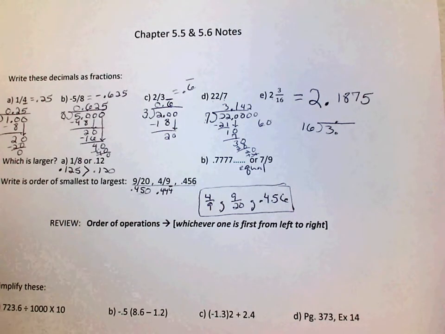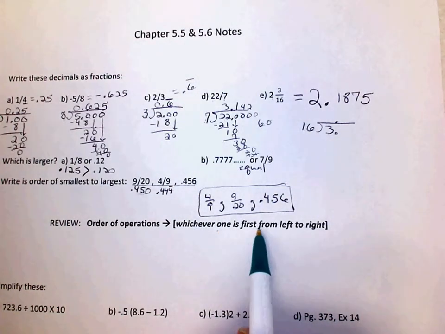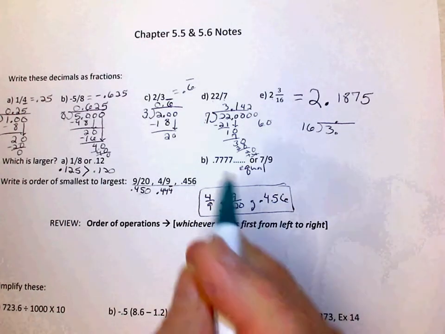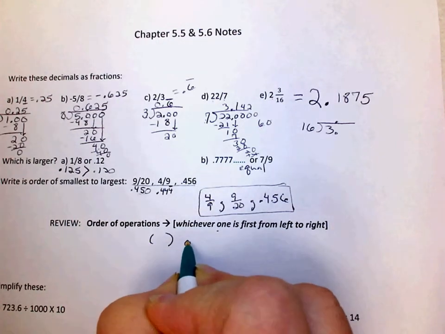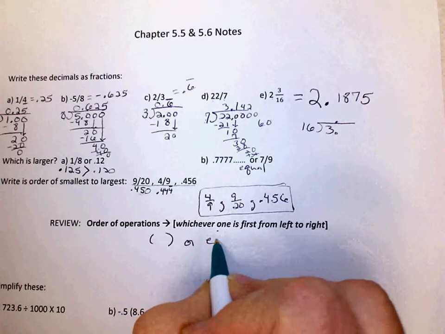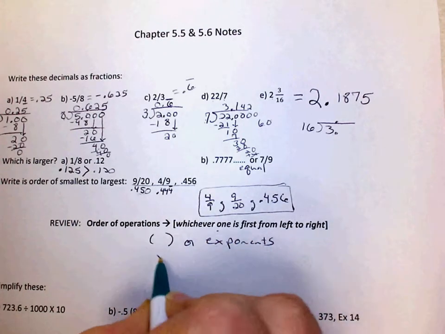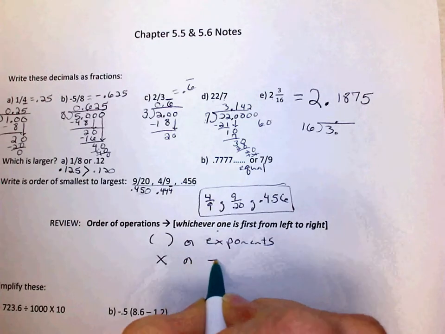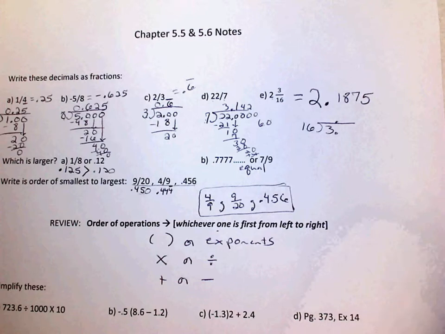Now, order of operations. Now it's whichever one comes first from left to right. Parentheses, or I could call them grouping symbols, or exponents. Then multiply or divide. Then adds or subtracts.